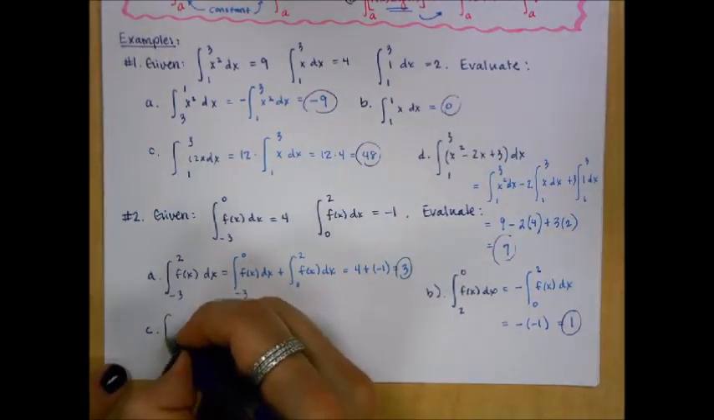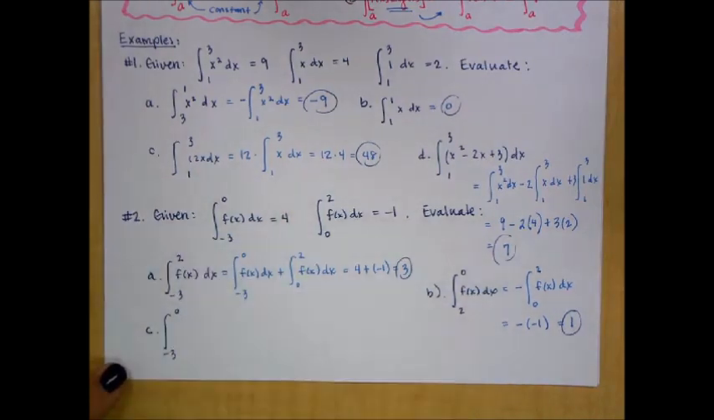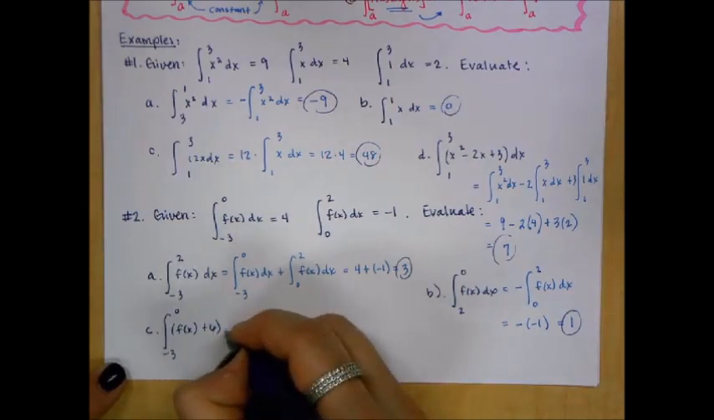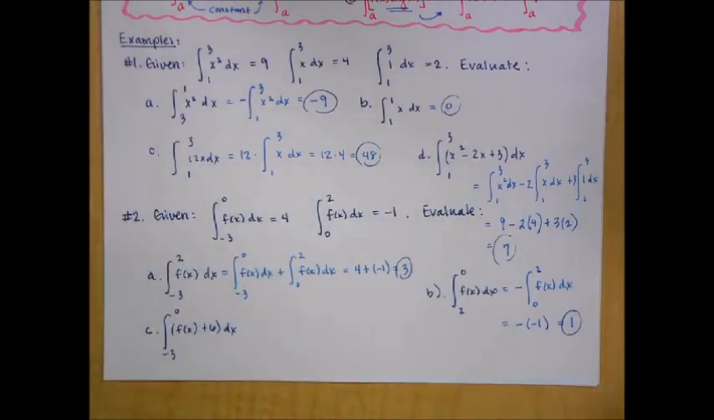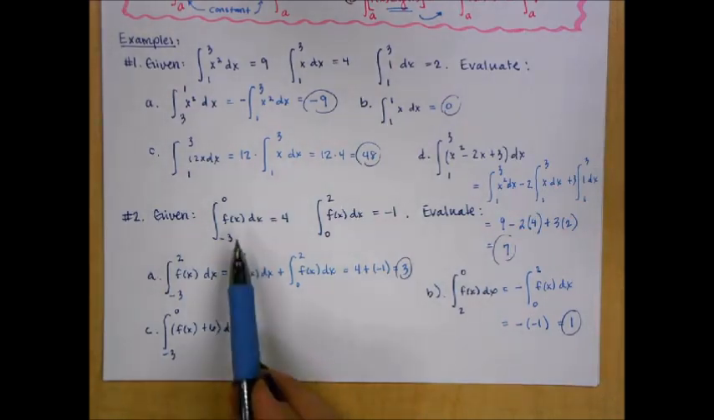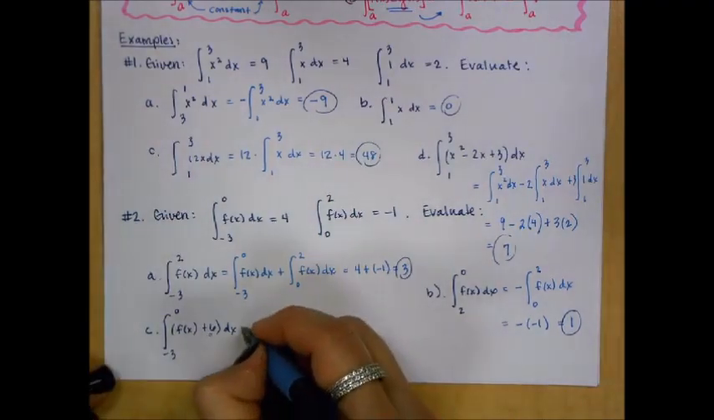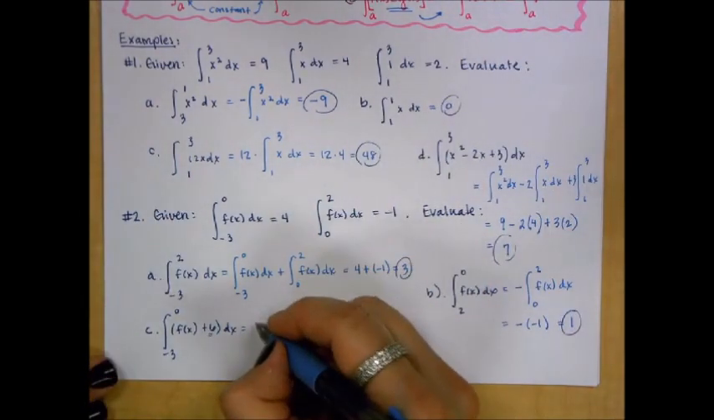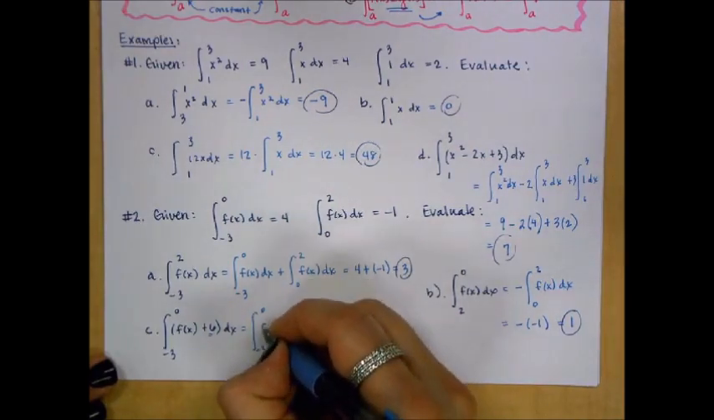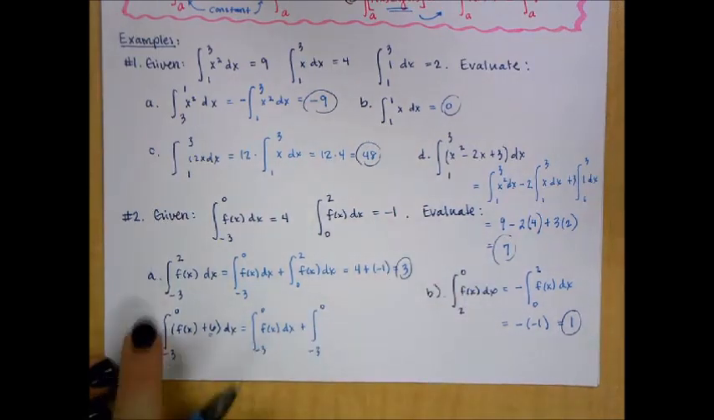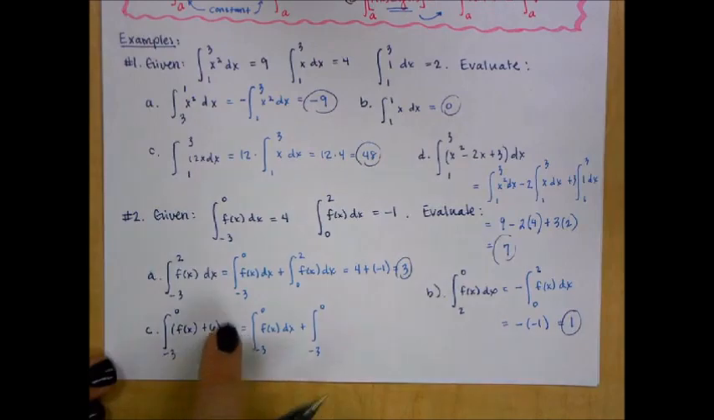In part C, we want to evaluate the integral from negative 3 to 0 of f of x plus 6. So what we want to do here is separate the functions. This is f of x, which is the function I was given information about. 6 is a constant. So anytime I'm given a constant, I can always deal with that on its own. So I'm going to use that last property and split the two up. Same interval, negative 3 to 0 of f, and negative 3 to 0 of 6. So that's what the property has there.